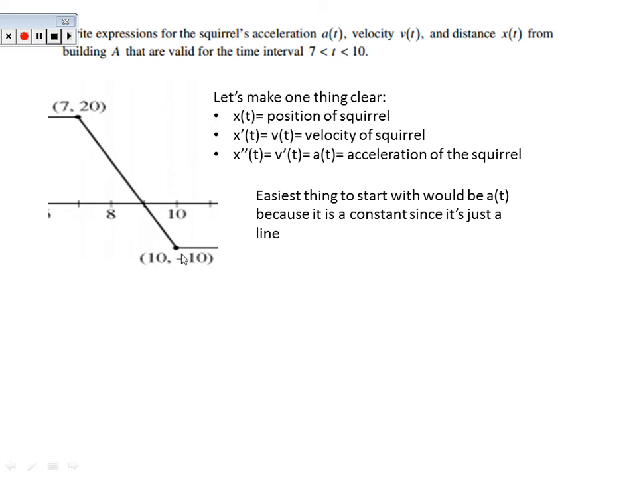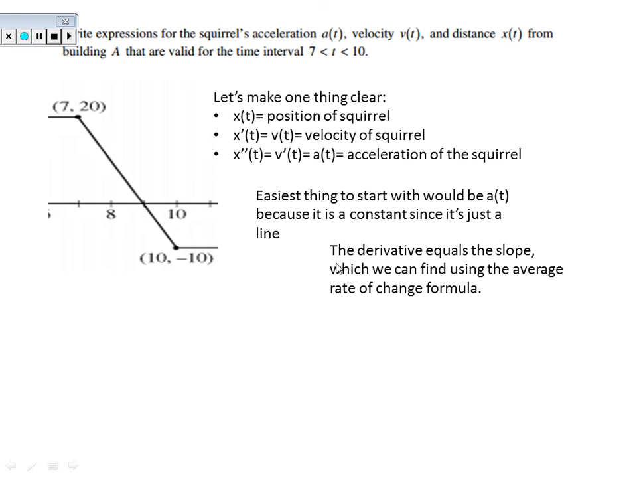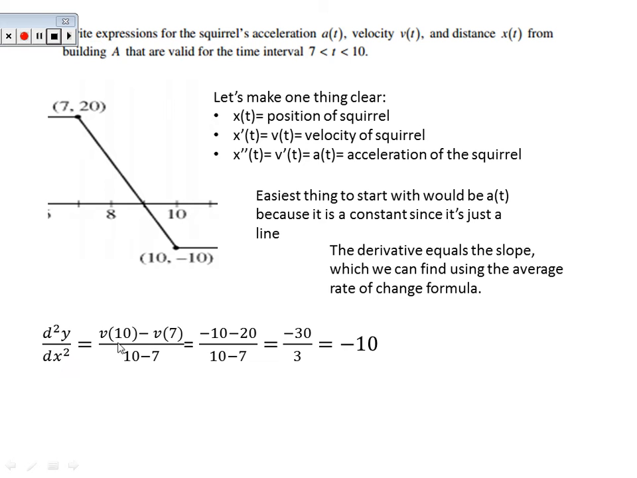So the first and the easiest thing to start with would be a of t, because from 7 to 10 is just a linear function, and the derivative of a linear function is just a constant. So the derivative is just equal to the slope from 7 to 10, and we can find that using the average rate of change formula, which is v at 10 minus v at 7 over 10 minus 7, which is equal to negative 10. So this slope is equal to negative 10, and that means a of t is equal to negative 10. Now the reason why I have the second derivative sign right here is just because the acceleration is the second derivative of the distance formula.